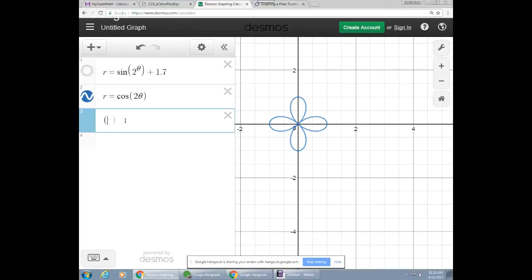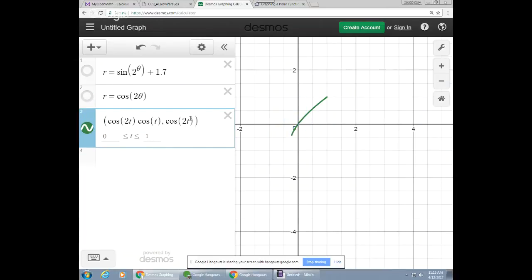Parametrically in Desmos, we have to use a point. My x value of my point would be that cosine of 2, let's see, I have to use t with parametric. So cosine of 2t times the cosine of t is my x value for my parameterization. And the y value would be r, which is cosine of 2t, and let's turn this guy off for now, times sine of t.